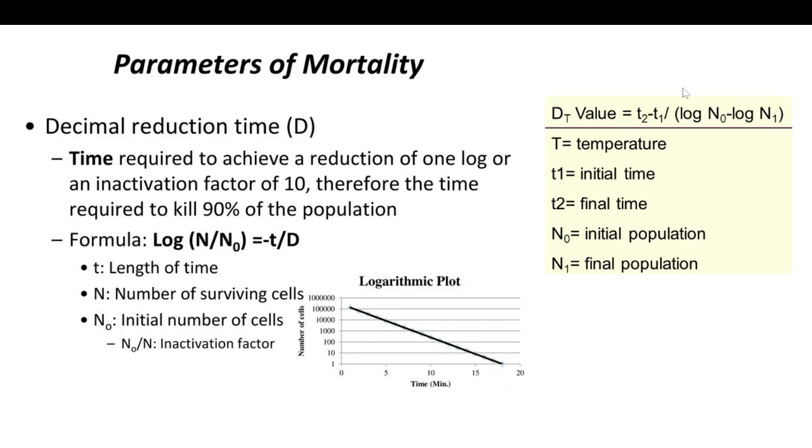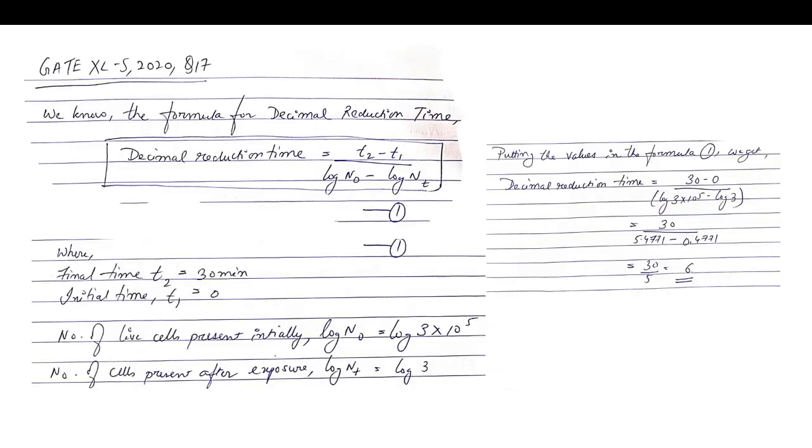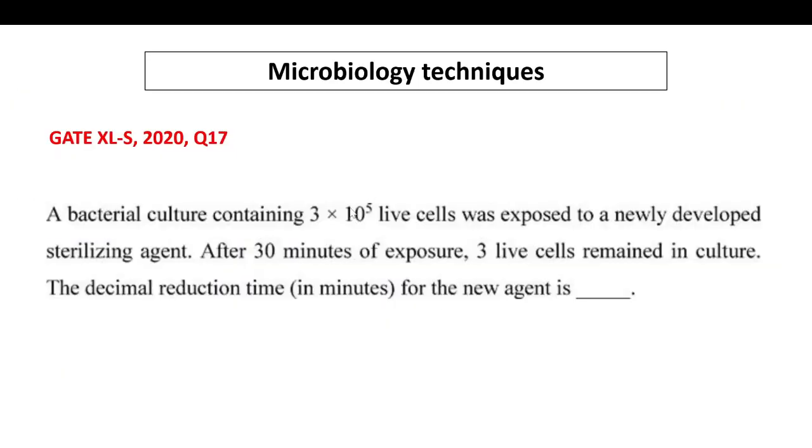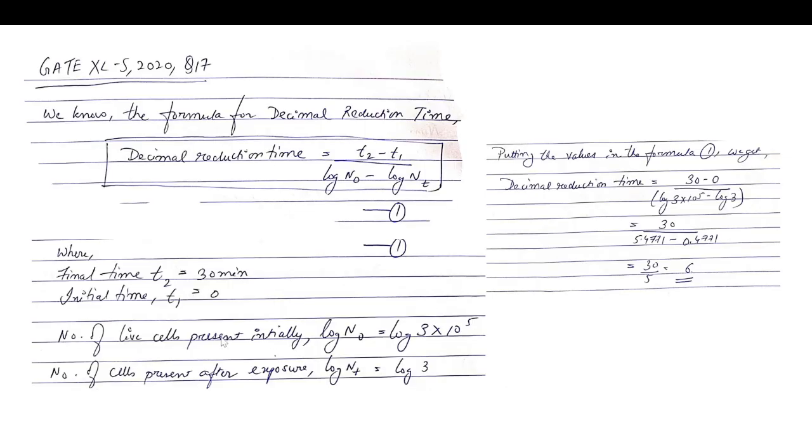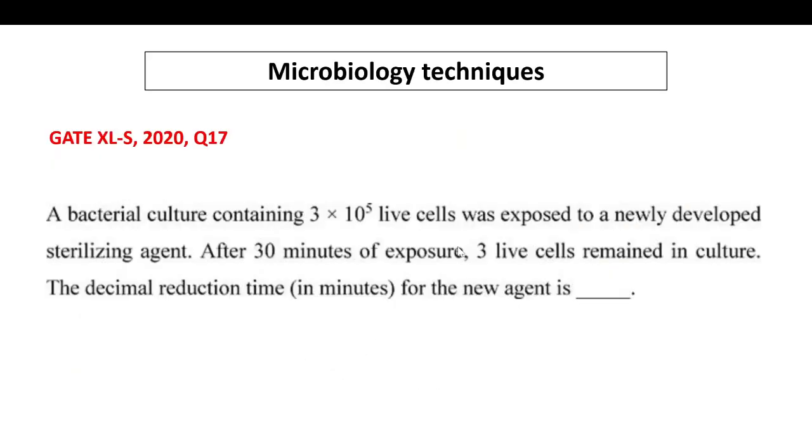By looking into this formula, now let us look into what is given in the question. The decimal reduction time is given as t2 minus t1 divided by log N naught minus log N. Here the N naught value is your initial number of cells, that is 3 multiplied by 10 to the power 5, which is given in the question as the live cells. So initially the culture contains this amount of cells. And the final number of cells is also given, that is 3.